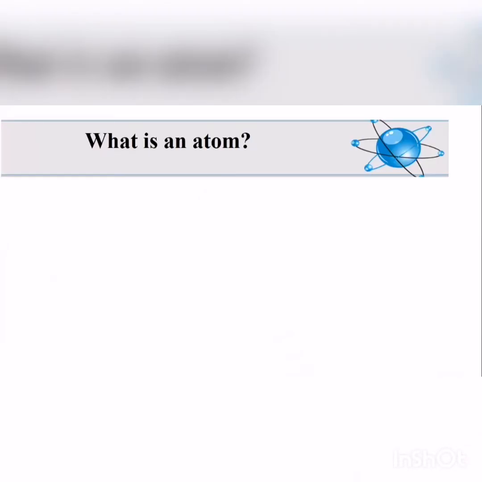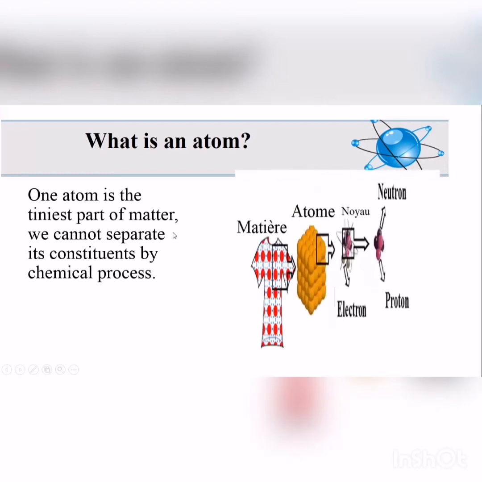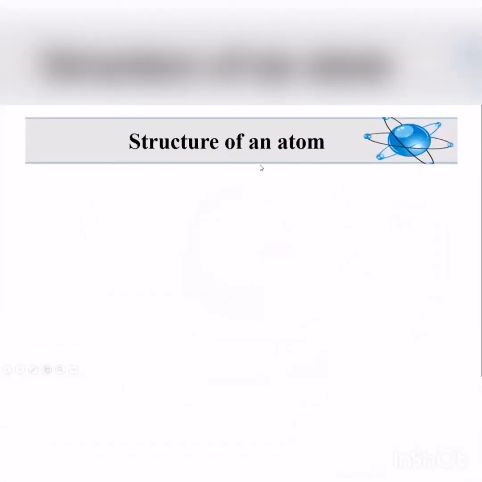Now, what is an atom? One atom is the tiniest part of matter. We cannot separate it into its constituents by chemical process. Look at the piece of cloth. This is a matter. Look at the atoms. The atoms are compact. Each atom has a nucleus and an electronic cloud. Each nucleus contains neutrons and protons.